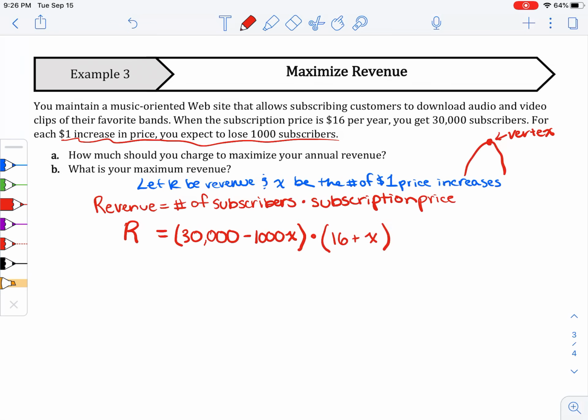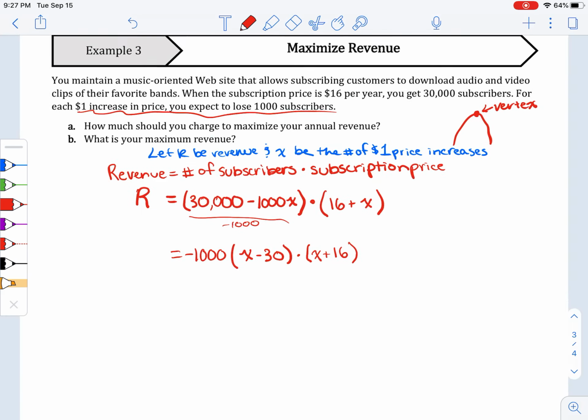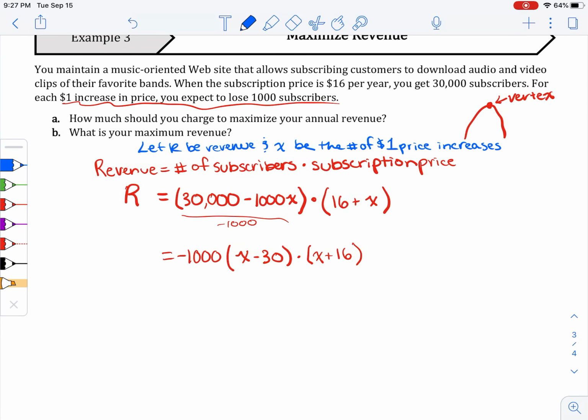So from here, this is already sort of in factored form, but let's go ahead and clean this up a little bit. We're going to simplify this first part. I'm going to pull out a negative 1,000. So then we have negative 1,000. I'm going to switch my signs around too, so I want my x to be first. So it'd be x minus 30 times x plus 16, just because traditionally we have those x's first. Okay, so now notice this is in intercept form.